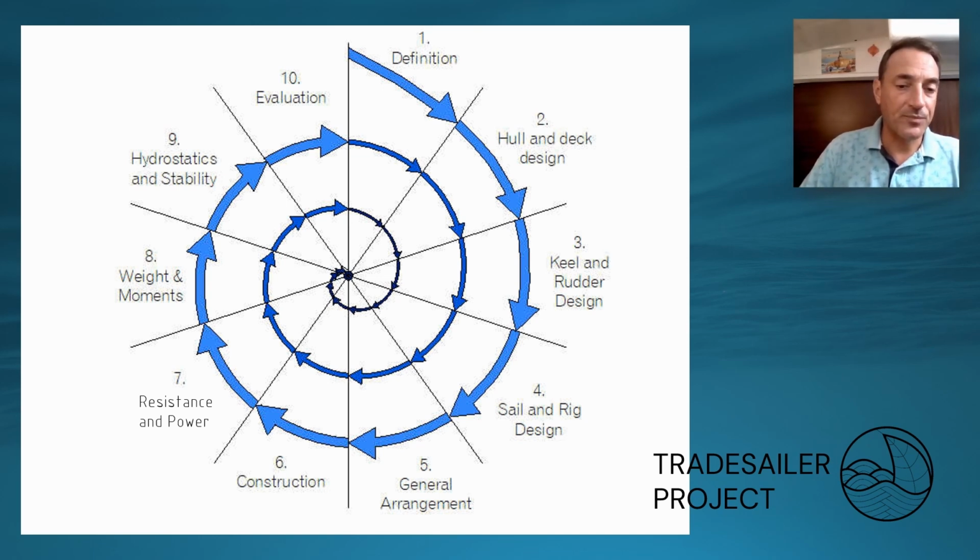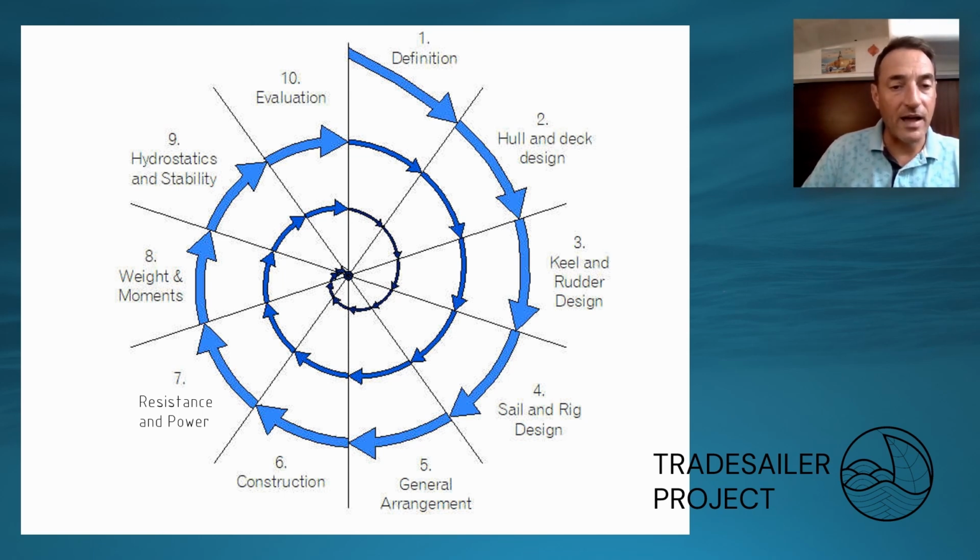The next step is construction. So we'll do a first pass on the scantlings. In the first phase, mainly the plating thicknesses, because these are big contributors to the weight. Next one is the resistance and power. Can we meet our speed? How fast will it go? Next one is the weights and moments. So how heavy will it be?